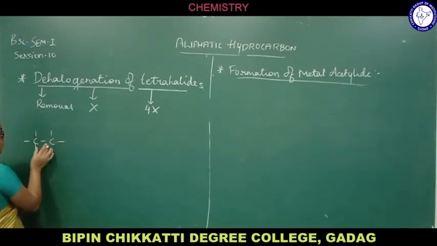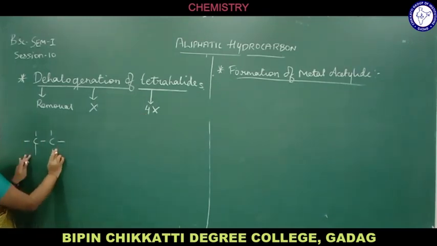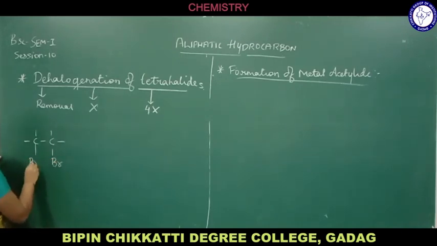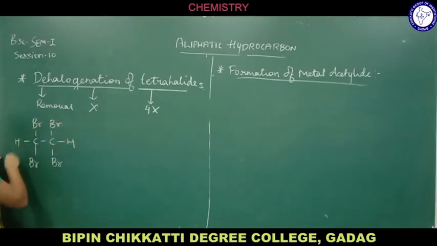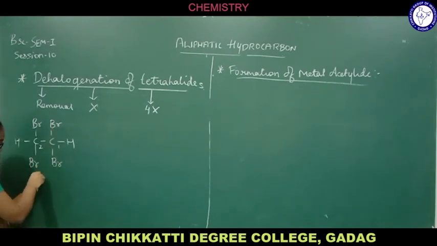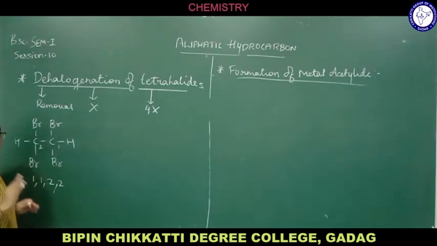So this is the two carbon containing compound in which 4 halo groups will get attached in this manner: 1, 2, 3, 4, right? So the name of this reactant would be 1,1,2,2. At the first carbon 2 bromo are there, so 1 for one bromo, 1 for another bromo, then 2 for the third bromo, 2 for the fourth bromo. In this manner the IUPAC nomenclature would be written.